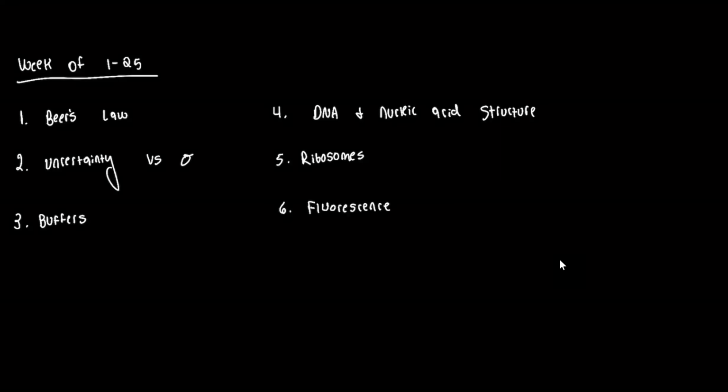Hey, so today I'm going to be talking about physical methods of biochem, week of 125. There's 6 topics we're going to be talking about today: Beer's law, uncertainty versus standard deviation, buffers, DNA and nucleic acid structure, ribosomes, and fluorescence. So let's get into it.